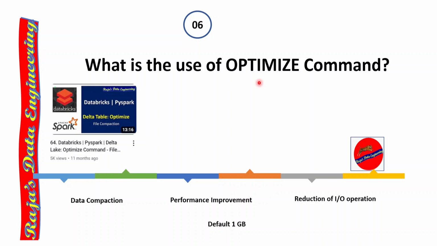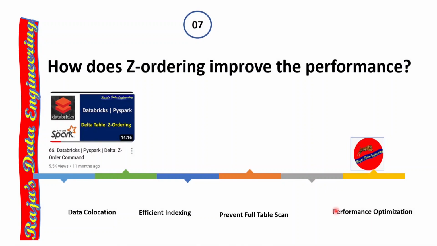The optimize command basically combines smaller data files into a bigger file. The default size is 1 GB, but we can change this size as well. The optimize command is one of the performance optimization techniques because it reduces the input output network operations by combining the data into bigger or optimal size. Right. Moving on to the next question, how does Z ordering improve the performance?